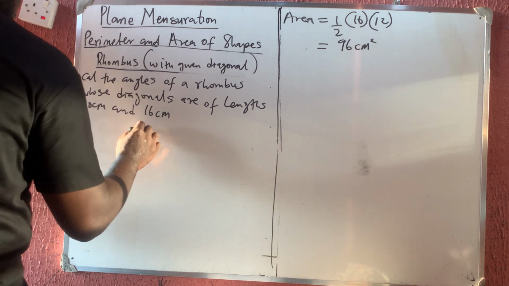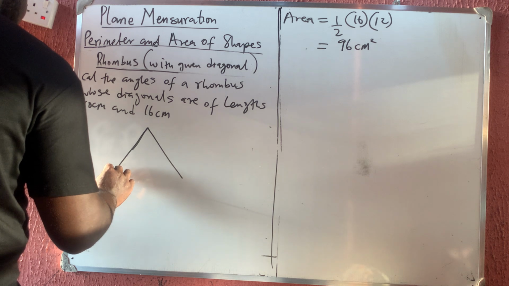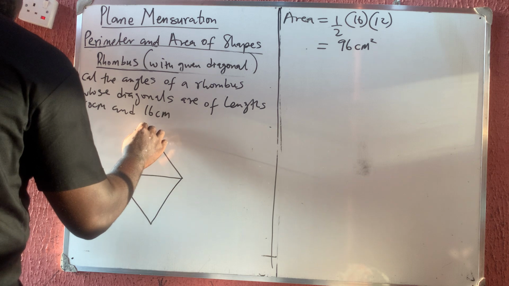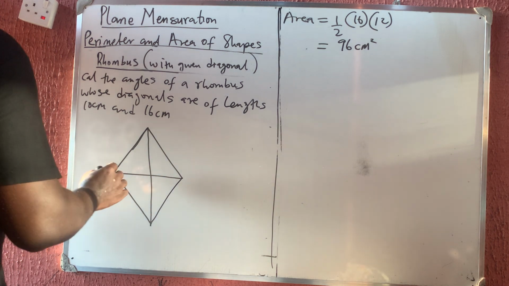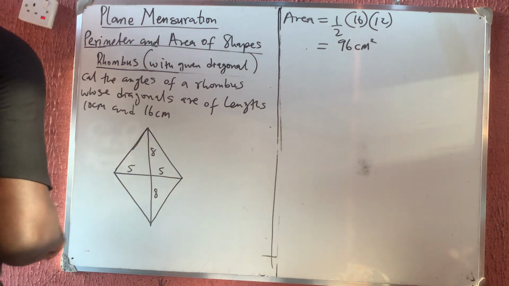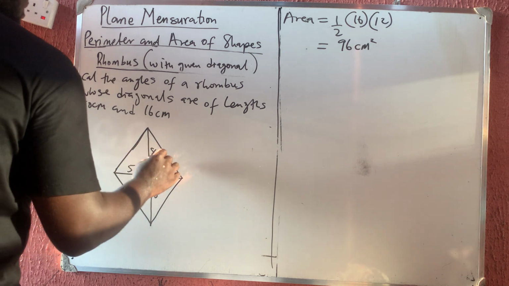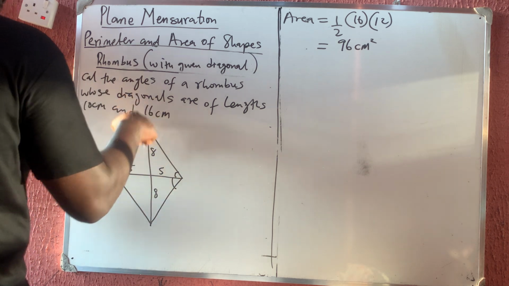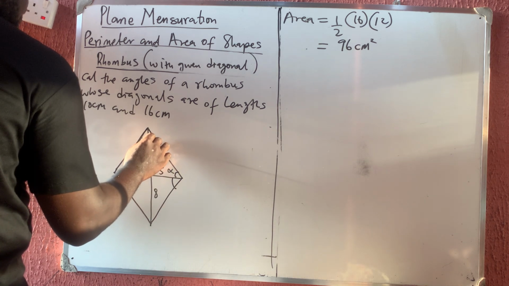We draw. Drawing it will help us to know what to do. Don't mind my own. So now they gave us the diagonals as 16 and 10. So you share it to 5, 5, 8, 8. Okay, so we're asked to find the angles of the rhombus. Don't forget that here should be equal to here, and here should be equal to here. So it bisects it. So here should be alpha and here should be theta.